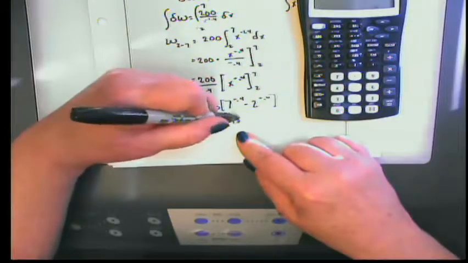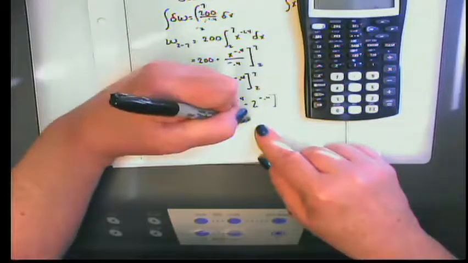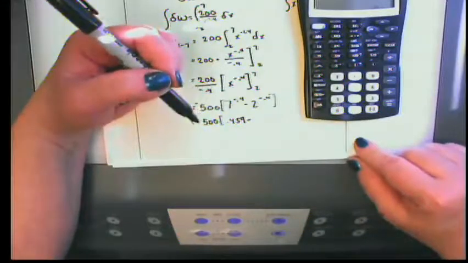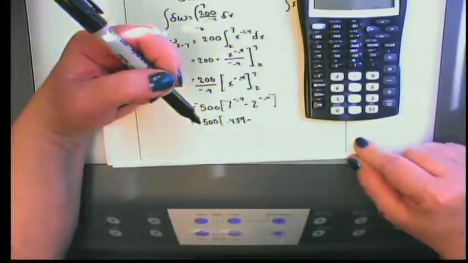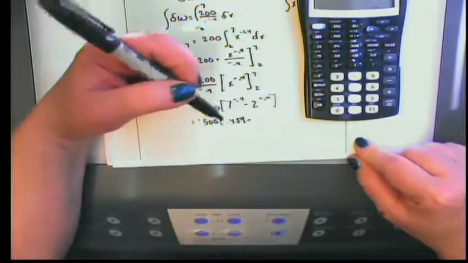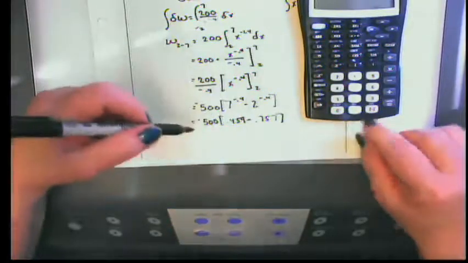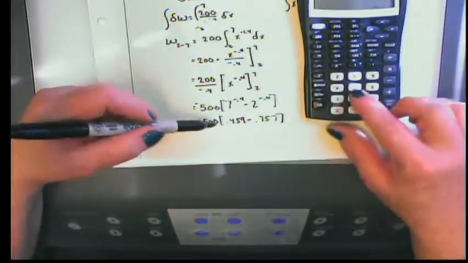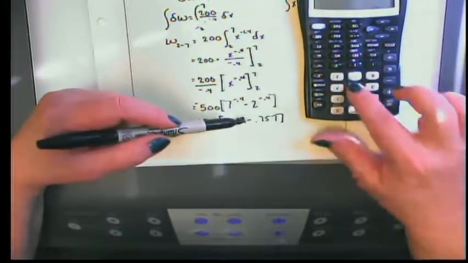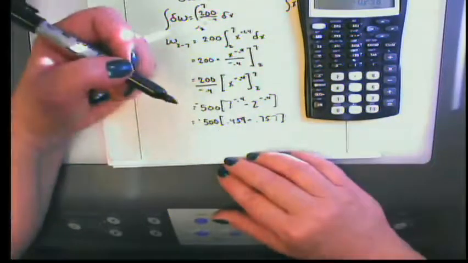It's 0.459. And is it negative or positive? It should be positive. Okay, then minus, what is 2 raised to the negative 0.4 power? It's 0.757. Okay. So now I'm back on good calculator footing again. 0.459 minus 0.757. So my parenthetical quantity is a negative 0.298.